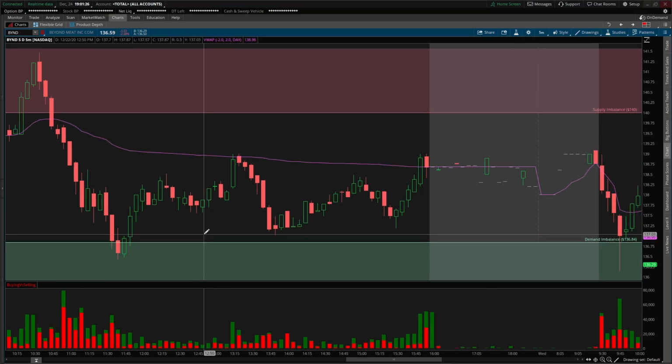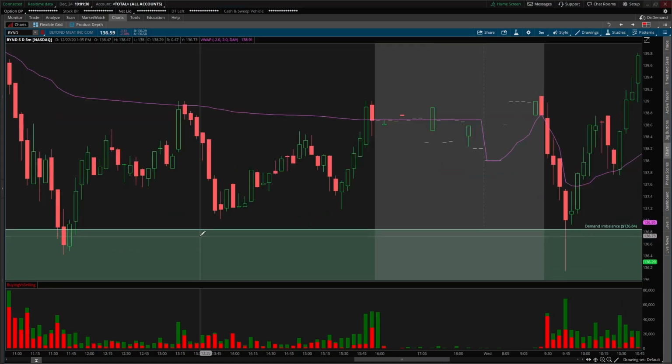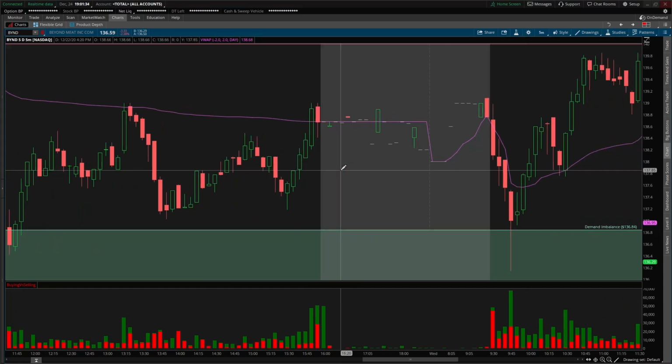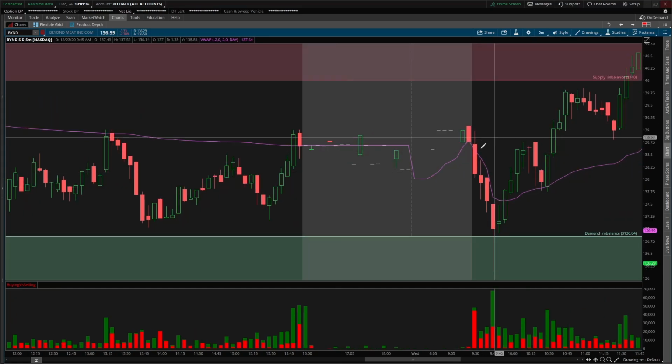Now, the market is all about context, it's all about reading what it's telling you. Just because we are in demand, it does not mean to buy, or if we're in supply, it does not mean to short. You have to understand the bigger picture. You have to understand volume, you have to understand context, and you have to understand price.